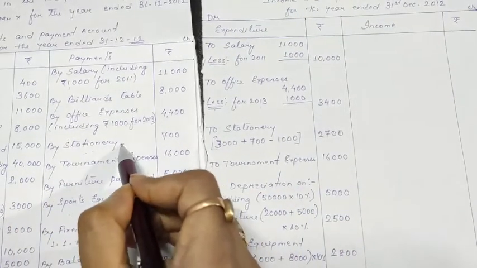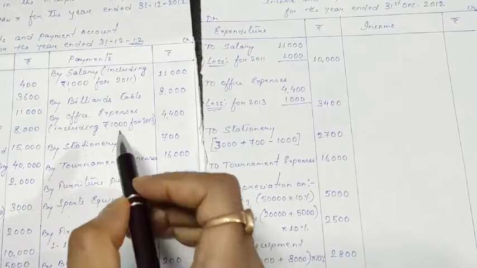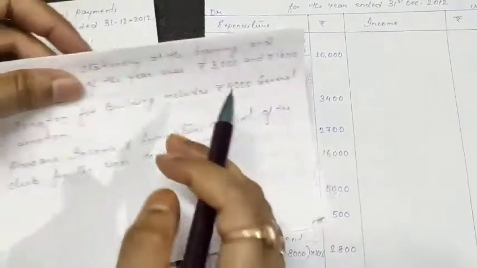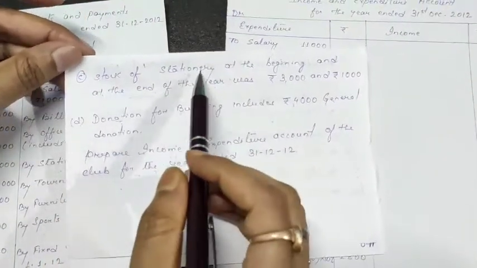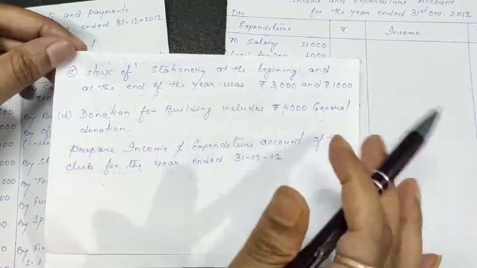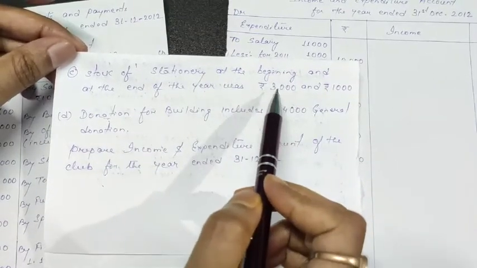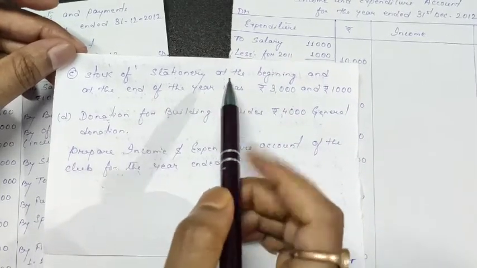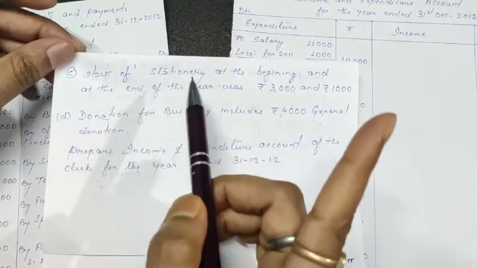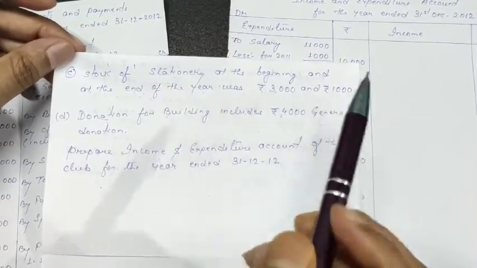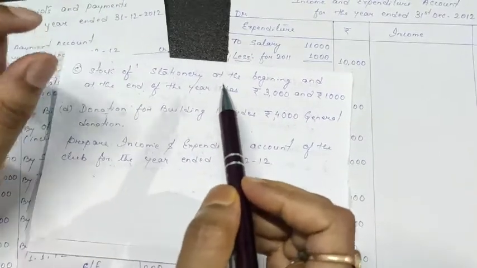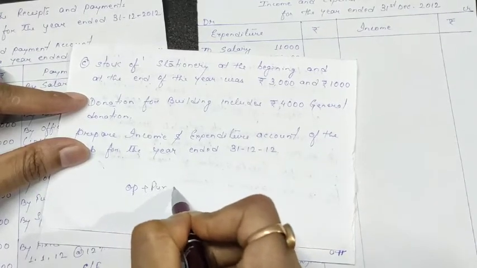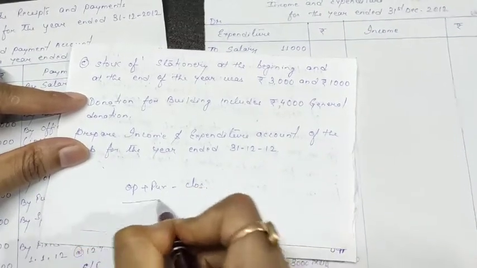So in stationery there was an adjustment, I told you while explaining the question. So stationery is 700 given here. Now what was the adjustment? Now take a look here. The adjustment was the stock of the stationery in the beginning and at the end of the year was 3000 and 1000, means they have given the opening balance of the stationery as well as the closing balance. Now when such kind of opening and closing balance is given, mark my word, I am not talking about outstanding, I am just talking about the opening and closing balance. So what we will do is, the formula which you are going to use here is opening plus purchase minus closing. That is the formula we are going to use here.